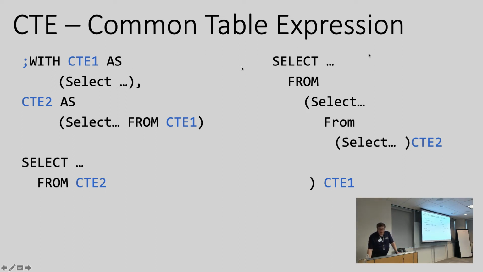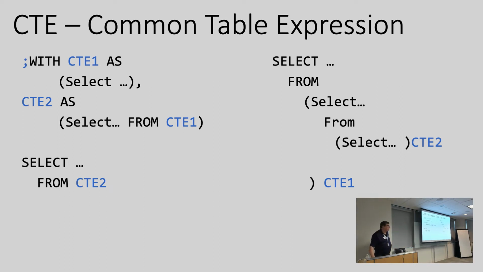But it's the same thing as building it out this way, where you have here's my innermost subquery, here's an alias, here's the next subquery, and then here's the outer subquery. It's the same thing. It makes the same query execution plan.